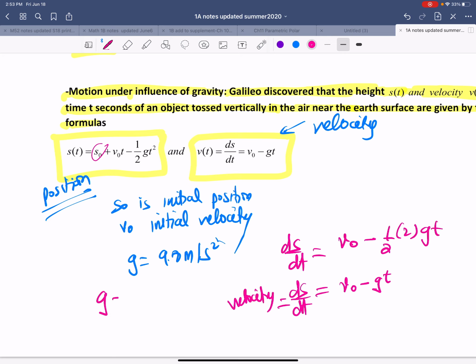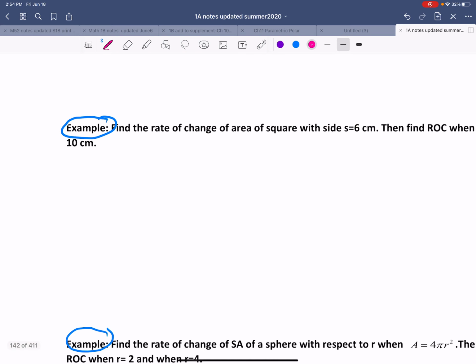Now also remember, g is 9.8 meters per second squared if our distance is given in terms of meters, but g will be 32 feet per second squared if the distance is given in terms of feet. Let's look at some examples.